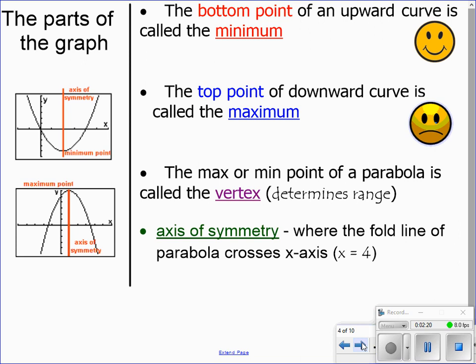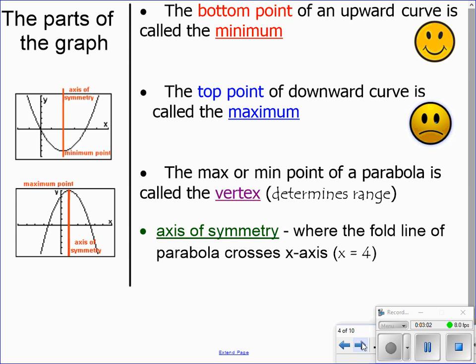When we talk about the parts of the graph, one of the parts of the graph is what is known as the minimum or the maximum. Now, depending on which way your parabola or your quadratic graph opens, whether it opens up or whether it opens down, you're either going to have a minimum point, so the lowest point on your graph, or the maximum point. This minimum or maximum point is also known as your vertex, the vertex of your graph. So the minimum or maximum is also referred to as your vertex. Now this is going to determine your range. Your minimum and maximum value, or your vertex, is going to determine the range when we look at the y values.